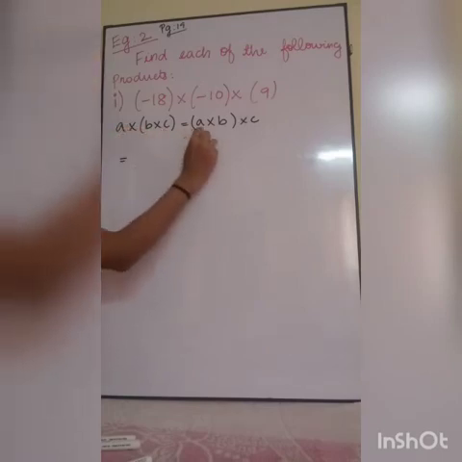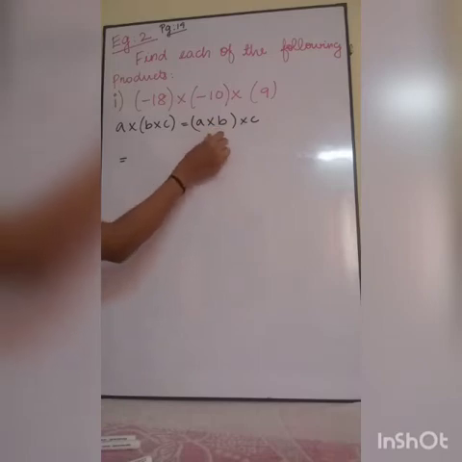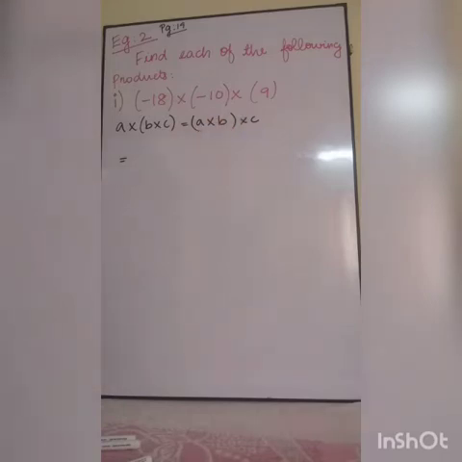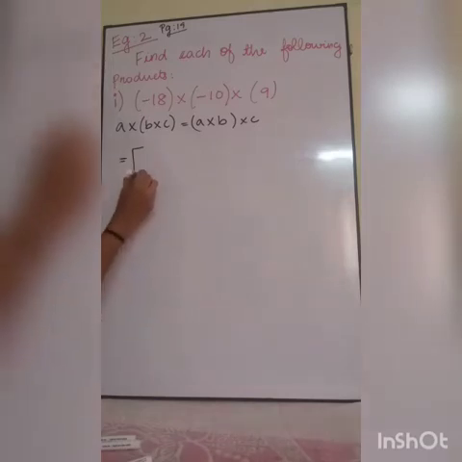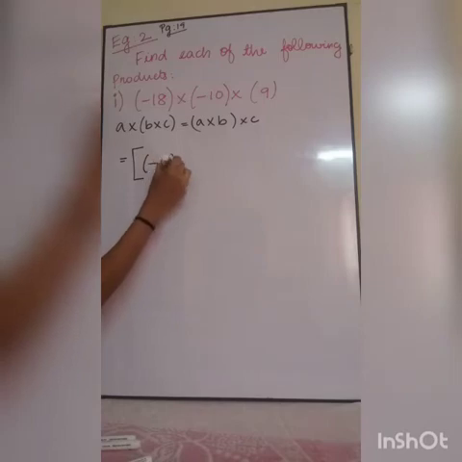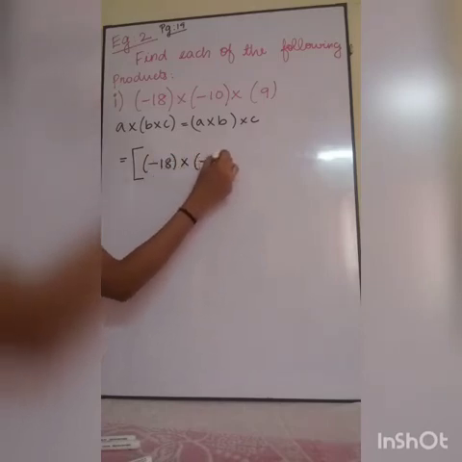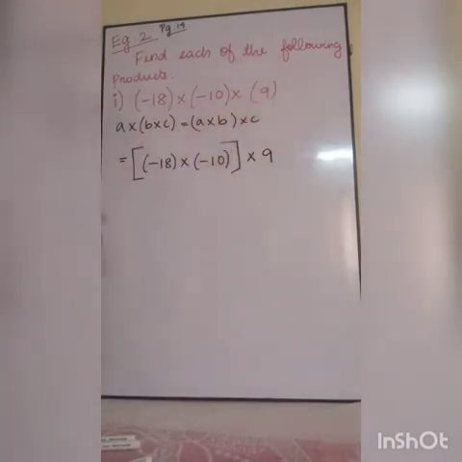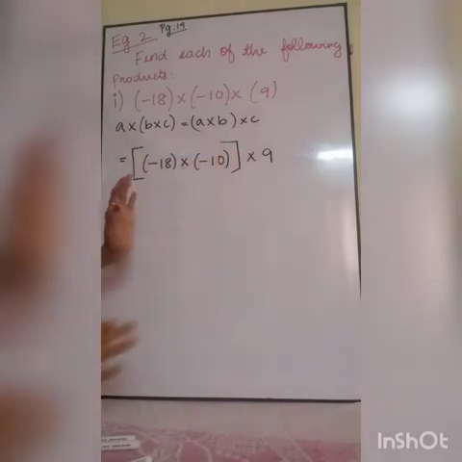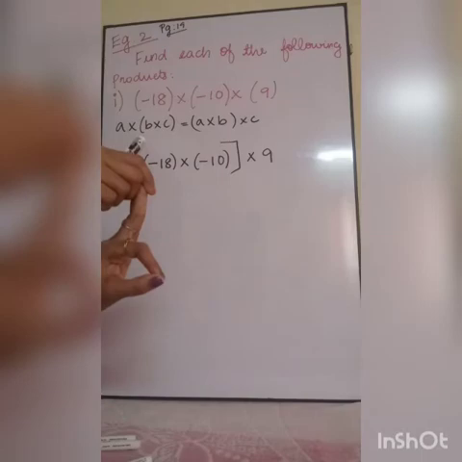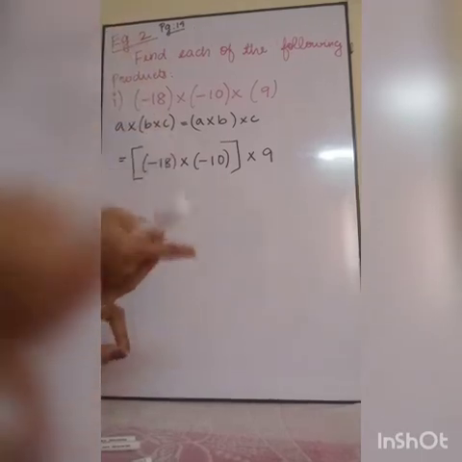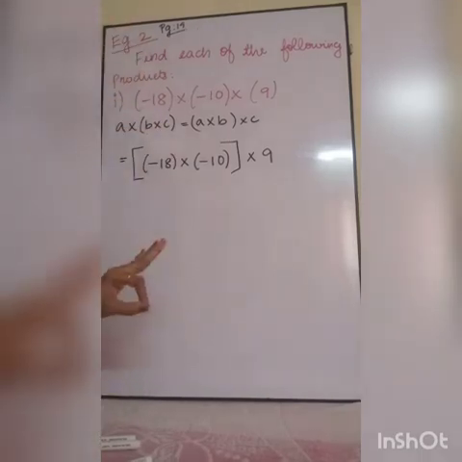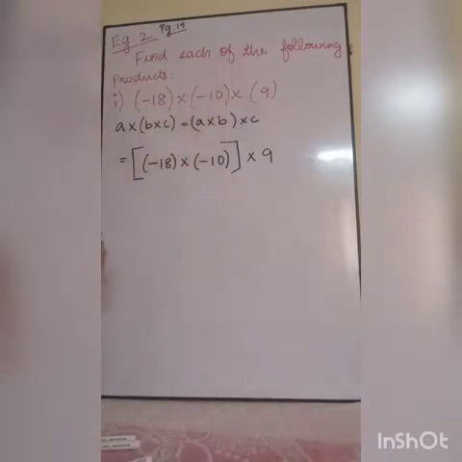Here I am going to multiply A into B, and with that answer multiply with C. That's the concept, so I am going to do the same. Minus 18 into minus 10, I put in one bracket and separate the 9, like A into B in one bracket. If 3 numbers are there, first you multiply any 2 numbers, and with that answer you multiply the third number. So first I am going to multiply these 2 numbers.